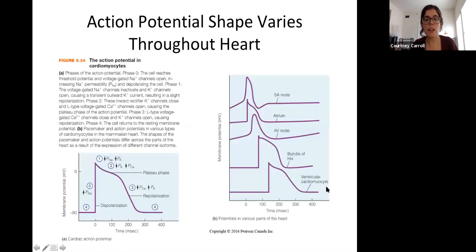If we compare them, this is a comparison between the pacemaker cells we talked about in the SA node and our contractile cell that I showed here. I'm not going to ask you to learn these. There we go, the action potentials in a bunch of different cells, but just know they exist.